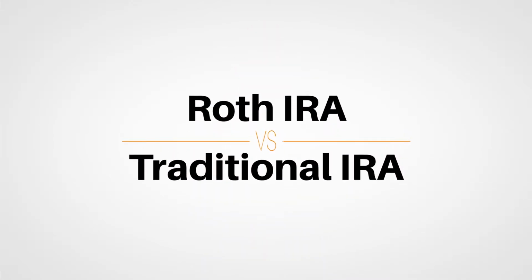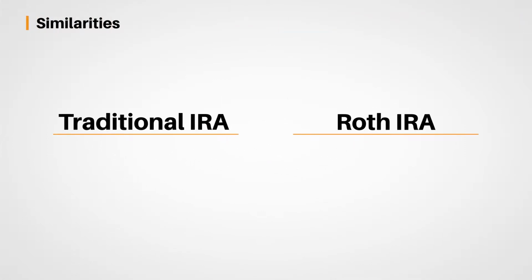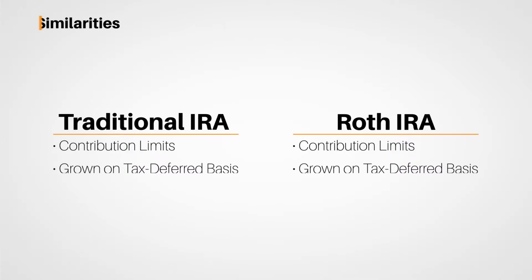We talked about traditional and Roth IRAs and their similarities and differences. Some of the similarities: contribution limits are the same for both, and both will grow on a tax-deferred basis. That's about where the commonalities end, however.